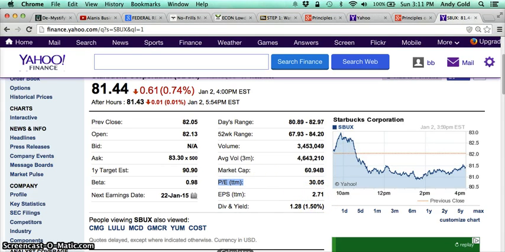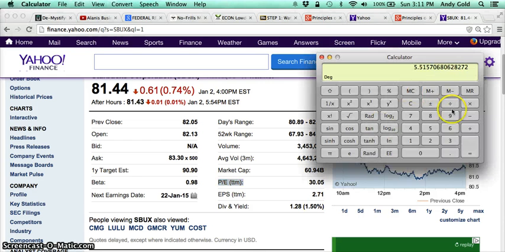And these numbers sometimes aren't exact, but if we open up a calculator, we should get a similar number. So if we take the share price of $81.44 and we divide it by the earnings per share of $2.71, we get 30.05, which it says here for the PE ratio. So that's how that's calculated. It's the stock price divided by the earnings per share.